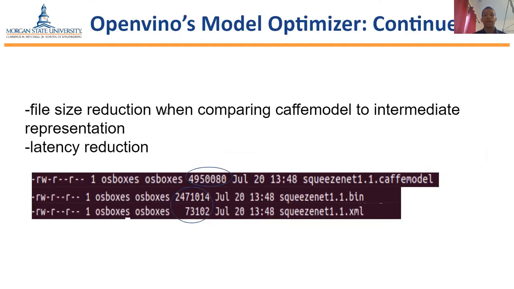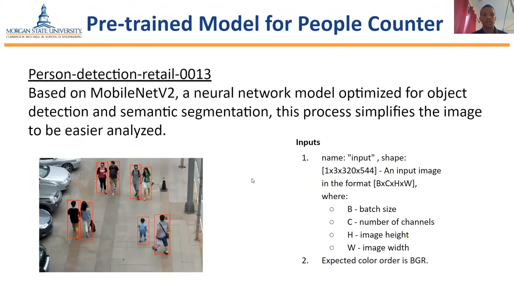So here we have an example of what kind of reductions we can gain from the model optimizer. The original Caffe model here is about 5 megabytes, and then the intermediate representation is about 2.5 megabytes in total. So that is about half the reduction, or technically 48% to 49%, and the intermediate representation ends up being about half of the original model size.